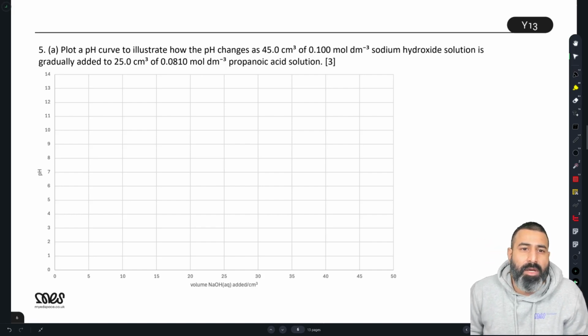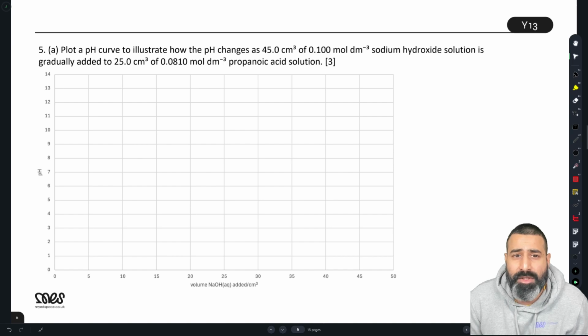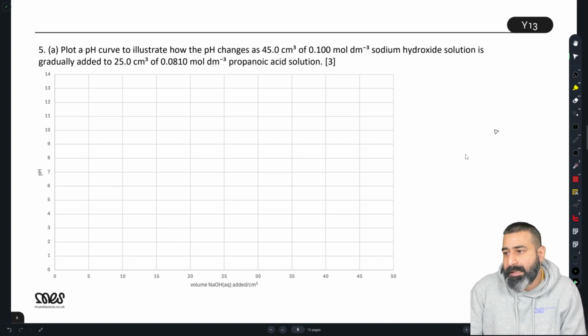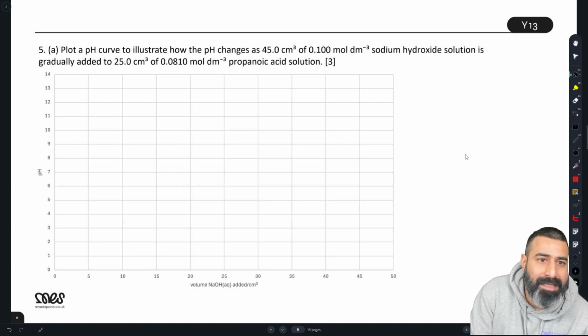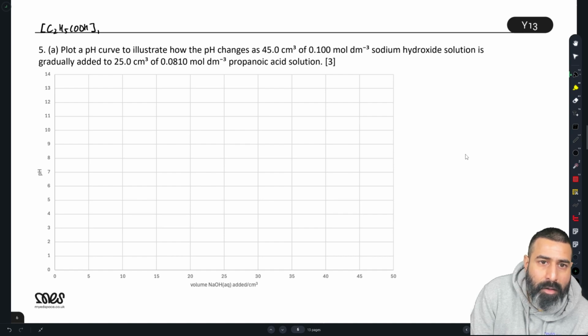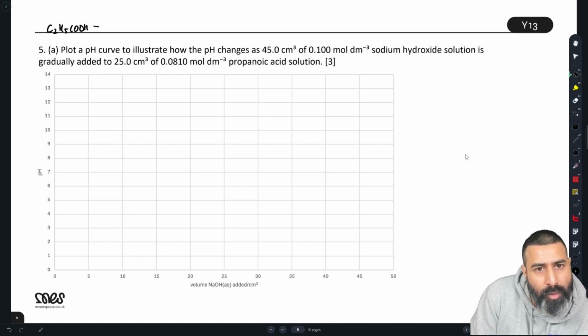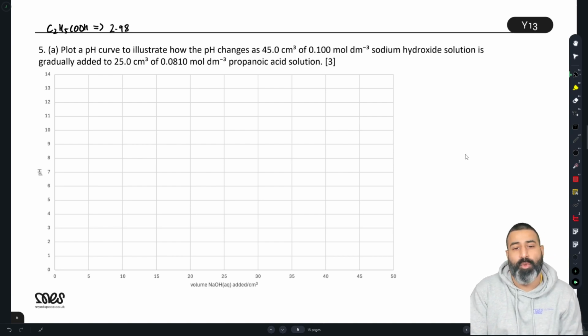Greetings, A-level chemists. So here we've got a titration curve question, which is a follow-on question from where we had to calculate the pH of a weak acid, propanoic acid, and we're going to write that value down. So we calculated this previously, but we said the initial pH of propanoic acid was 2.98. So that was the initial pH, okay?